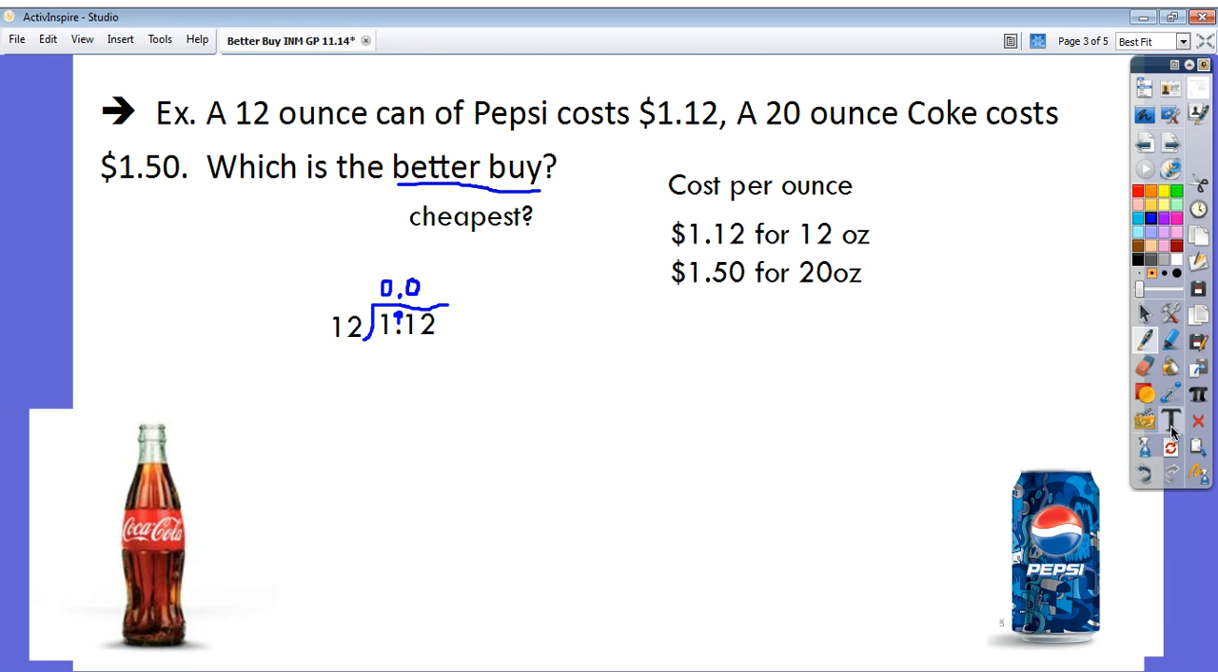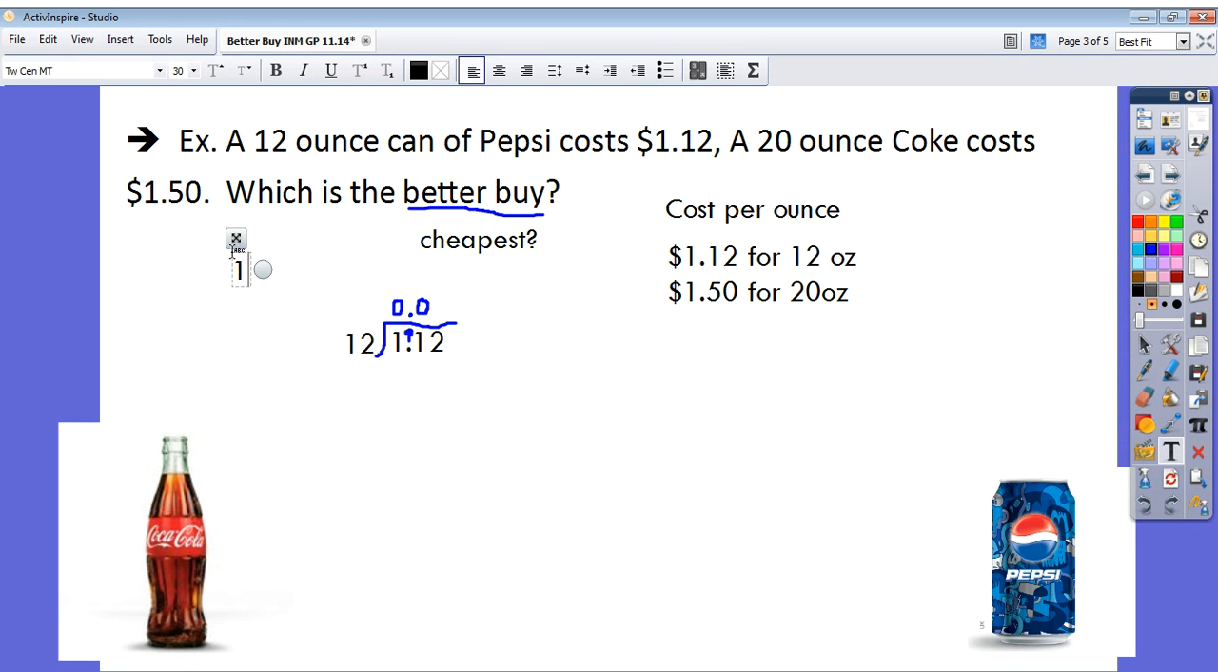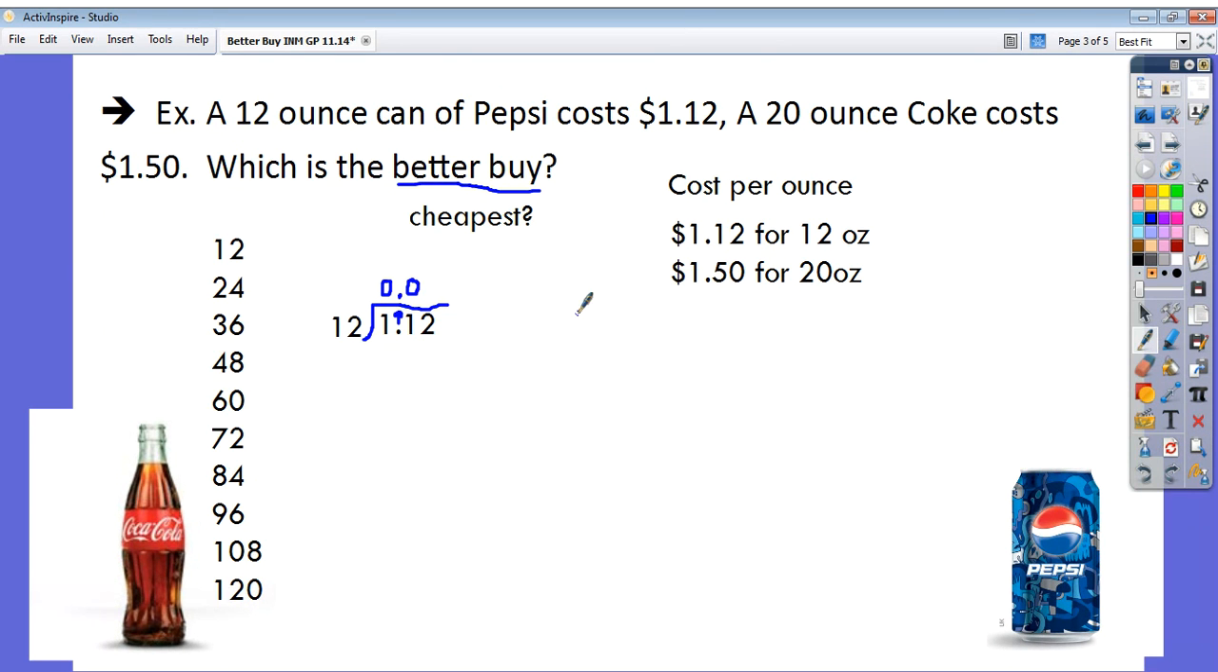Alright, this is going to take a minute, but let's list them out. 12, 24, 36, 48, 60, 72, 84, 96, 108. Alright. And then, of course, 120. So let's count and see how many times was it that I could count by 12 to get close to 112. 1, 2, 3, 4, 5, 6, 7, 8, 9. 12 goes into 112 9 times.